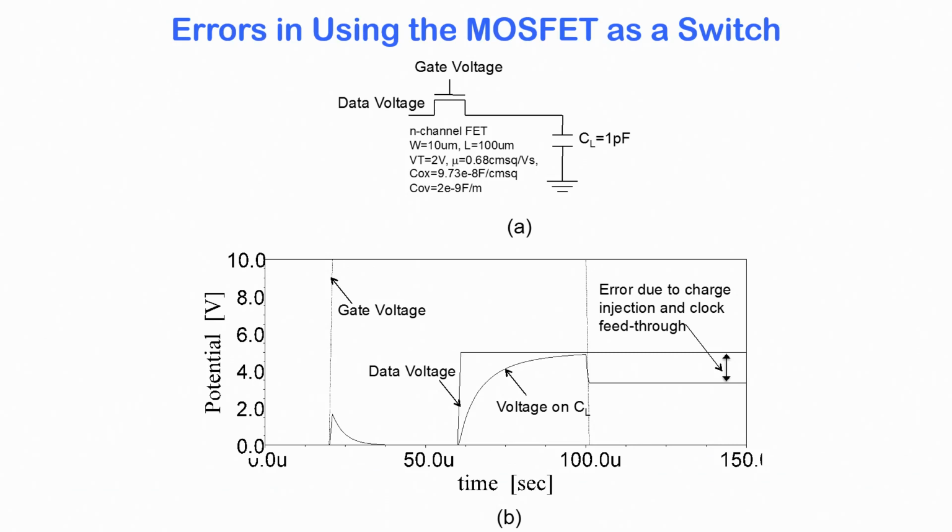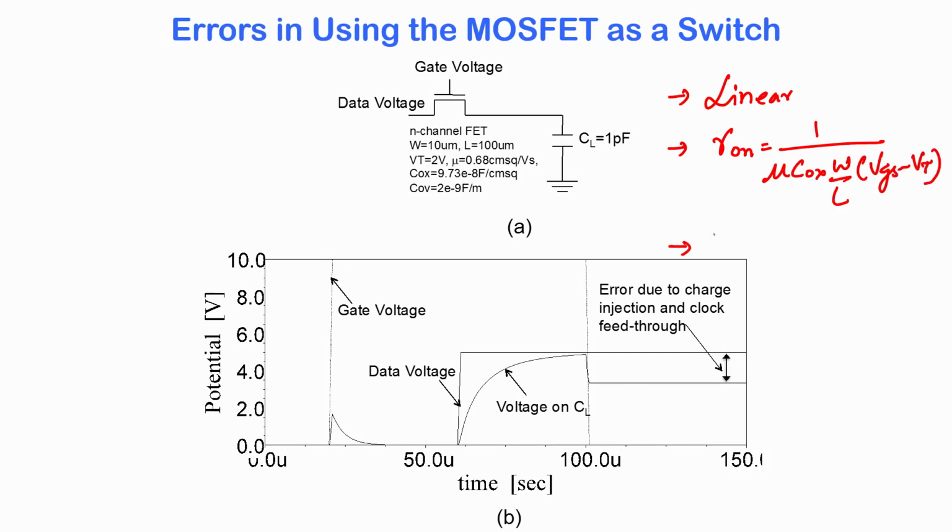So, we have looked at using the MOSFET as a switch. We are going to operate the MOSFET in linear mode operation. We know that the small signal on resistance of the MOSFET is 1 by mu Cox W over L into (VGS minus VT), and we know that a good estimate of the RC time constant in a MOSFET capacitor circuit is R on into the capacitance of the capacitor.